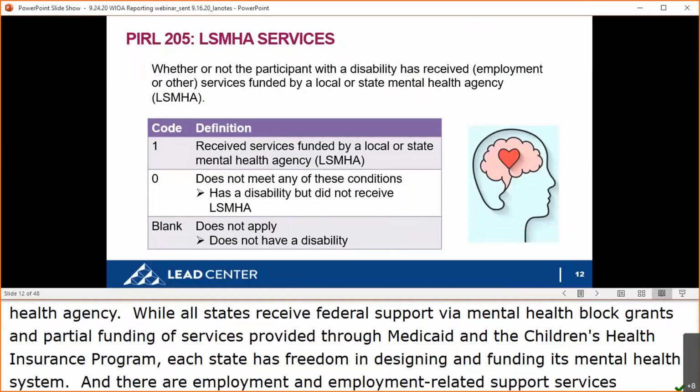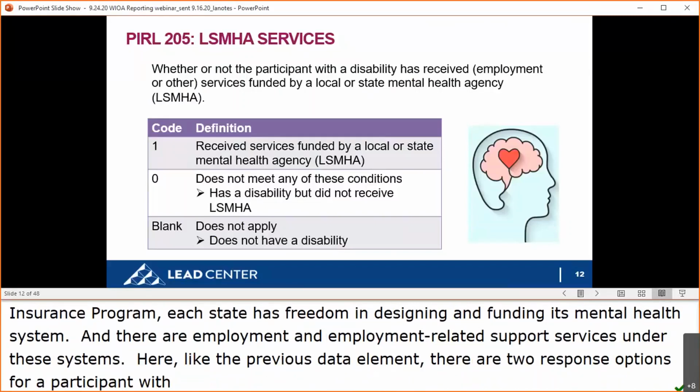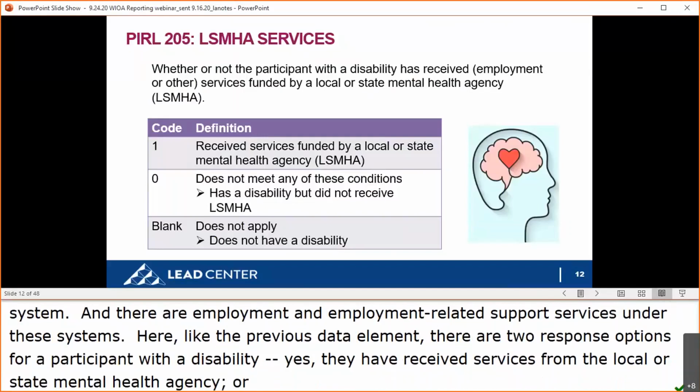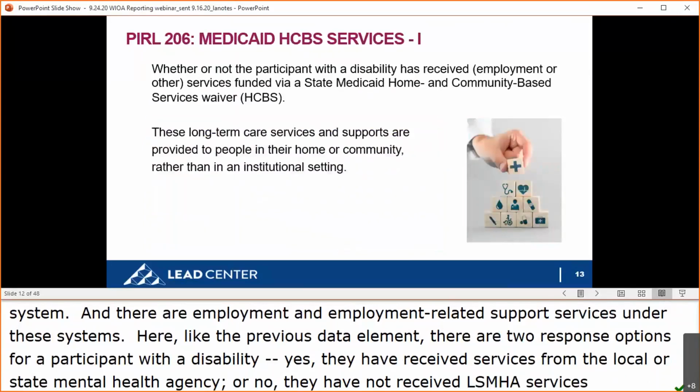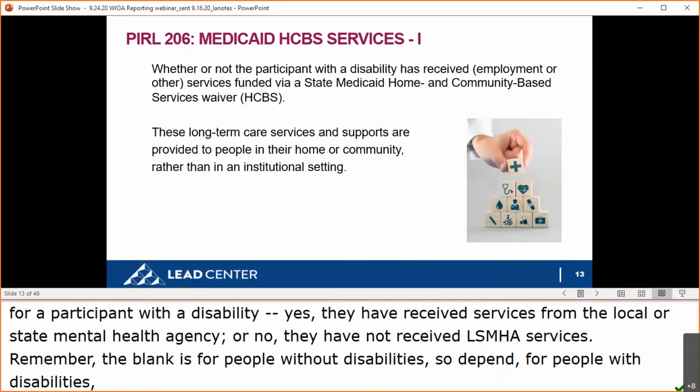Here, like the previous data element, there are 2 response options for a participant with a disability. Yes, they've received services from the local or state mental health agency, or no, they have not received LSMHA services. Remember, the blank is for people without disabilities. So again, for people with disabilities, the answer options are yes or no.